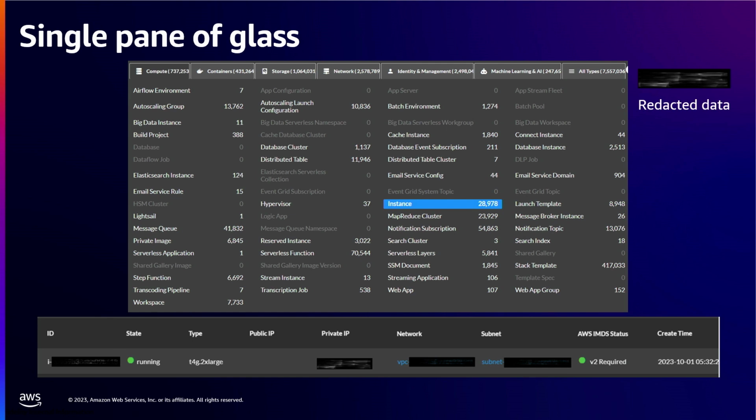This is a term I'm sure you guys have all had crammed down your throats for the past couple years. Every sales call you've ever been on, a single pane of glass. There's a lot behind that word. What does it actually mean?